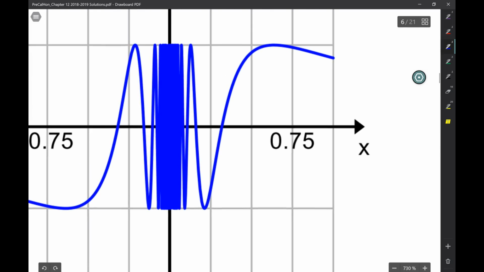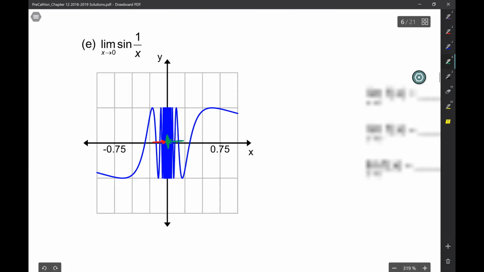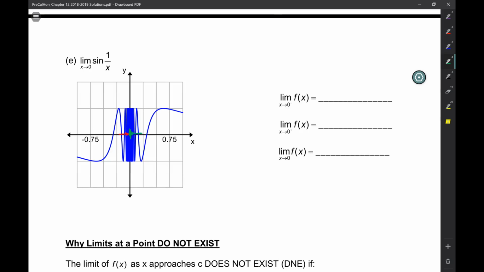Let's zoom in. Okay, as I approach 0 from the left-hand side, and as I approach 0 from the right-hand side, where is it going? Do I know that it's here or here or here? Do I know in what part of the oscillation it is? We have to plug it in. No.